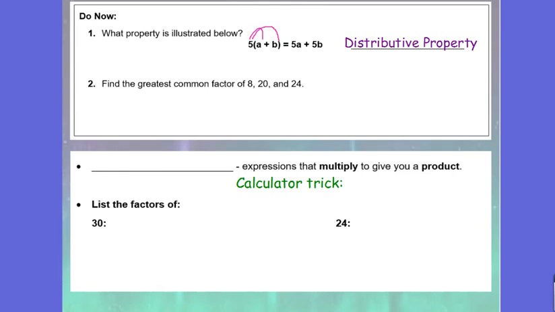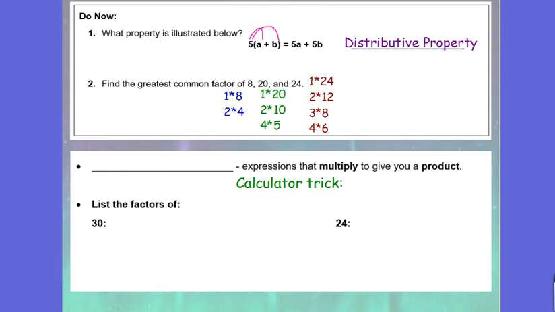Another topic I want to review quickly before we get started is the greatest common factor. Take a moment to list all of the factors of 8, list all of the factors of 20 and 24, and find their greatest common factor. Please pause the video while you show your work.